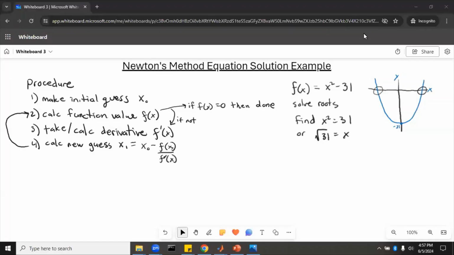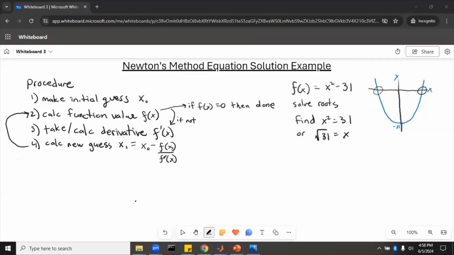All right, so now into the example. We are trying to solve the roots of x squared equals 31, or basically find the square root of 31. The first thing we're going to do is make our initial guess. We know that 5 squared is 25 and 6 squared is 36, so the square root of 31 is somewhere between 5 and 6. So we can just guess 5.5.